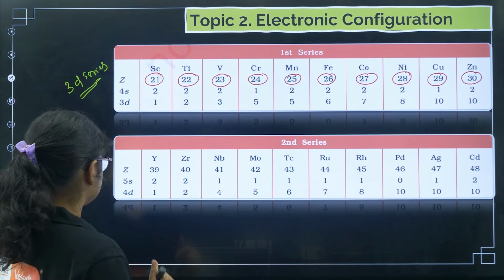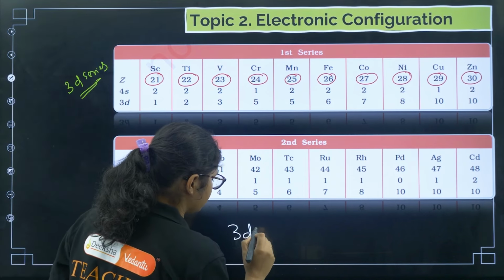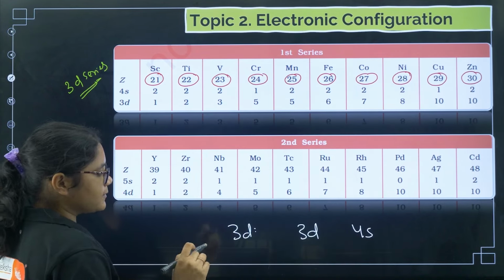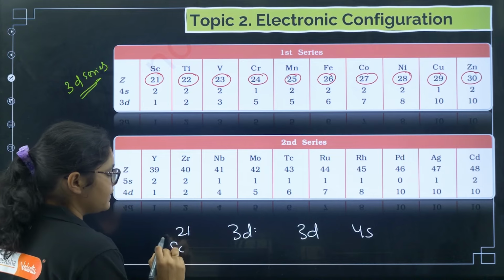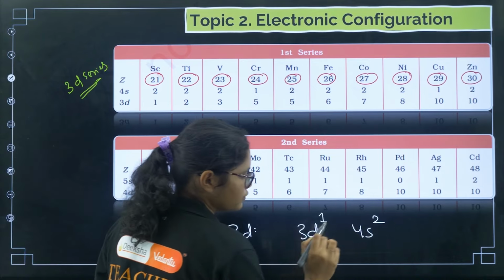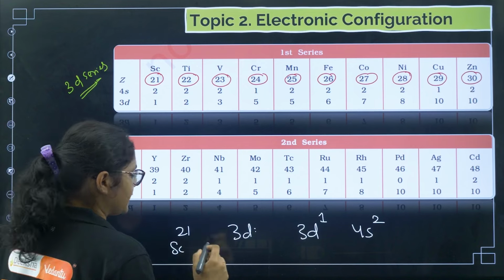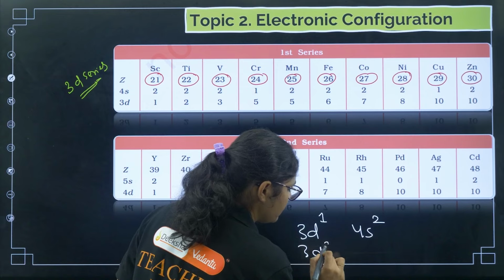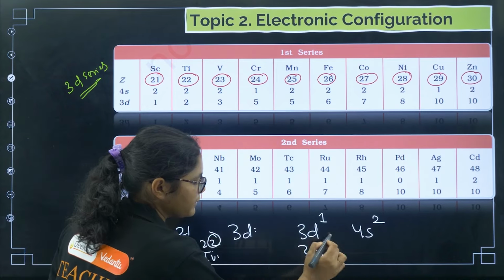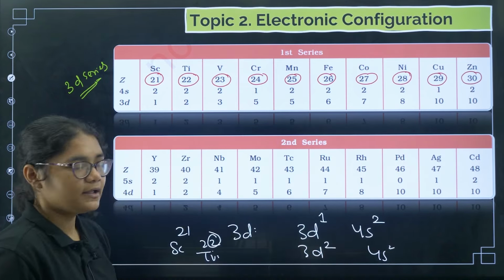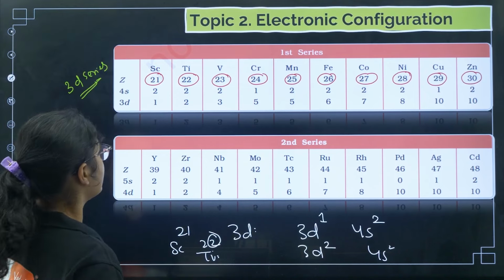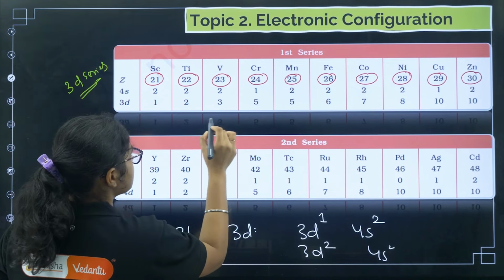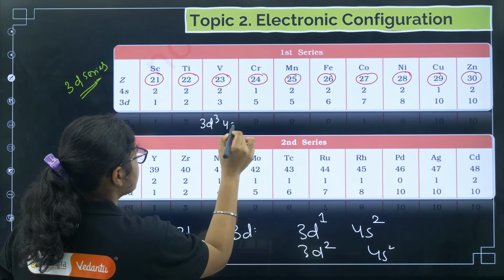Next, we know that the 3d series has the electronic configuration of 3d 4s. Suppose the atomic number is 21, that is scandium, then 3d will be 1 and 4s is 2. Now coming to titanium, that is 22, the electronic configuration is 3d2. You see the last digit here is 2, so it will be 3d2 4s2. Now vanadium is 23, so the electronic configuration will be 3d3 and 4s2.